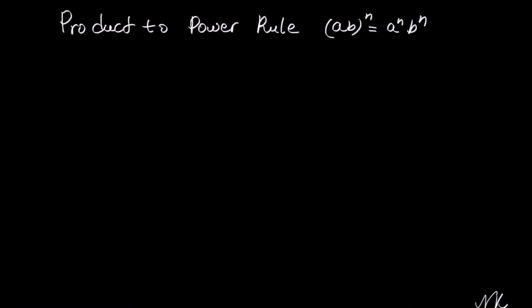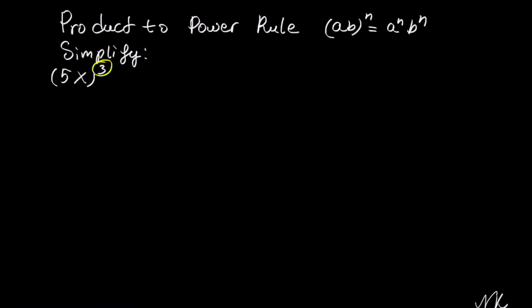Here we're going to take a look at the product to a power rule. When we have a product ab raised to the power of n, it simplifies into a to the power of n times b to the power of n. So here we have to simplify 5x to the power of 3.